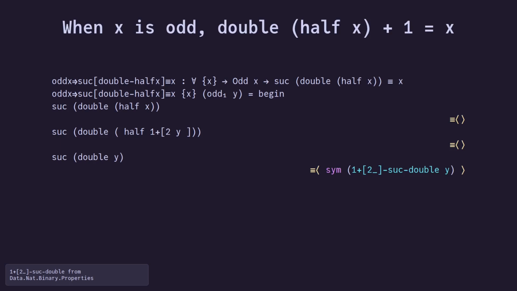Now we already have a lemma in the standard library called 1 plus 2 times underscore of suc of double of y, which is the same as 1 plus 2 of y, which is again from the witness the same as x. That proves this simple lemma.